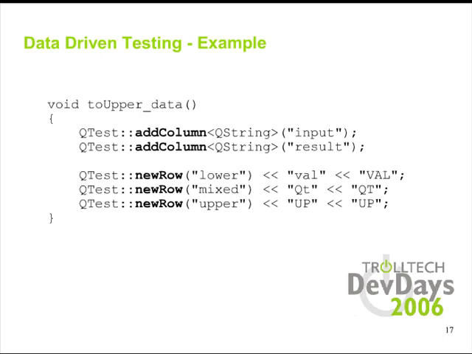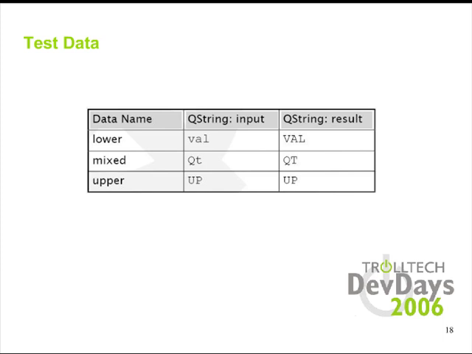Our test was called toUpper, and now we create a toUpper_data, which will be magically picked up by the test framework. What we do here is we create a test table. We create two columns and three rows, which will look like this. We have the data name, two columns, and three rows. And here we feed it values like lower case, mixed case, upper case, and so on. And these are just test names, so later on if the test fails, we can identify, aha, the mixed case failed, or ooh, the uppercase failed. So these are just labels, basically. What happens is that before the actual test is executed, the underscore data function is executed, and you will have this table in memory.